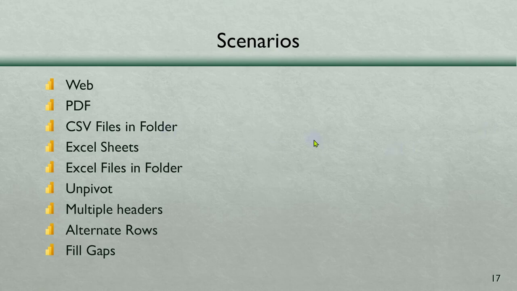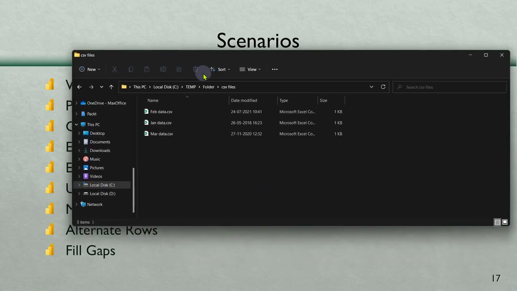Okay, next, another very common thing, CSV files in a folder. So what happens there is I have a folder, and in that folder I have multiple files. Obviously, the structure of the files has to be same for all this to work. Structure means columns and data types have to be same. So I have a folder here. I'm picking it up from here.